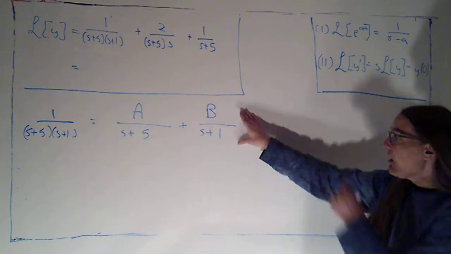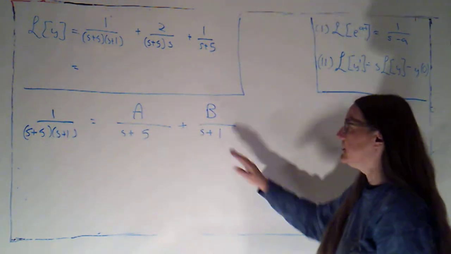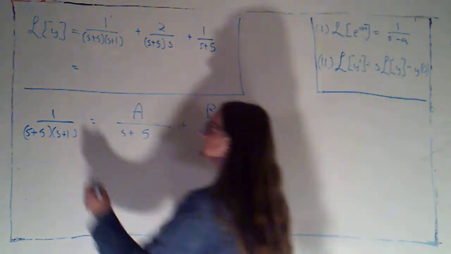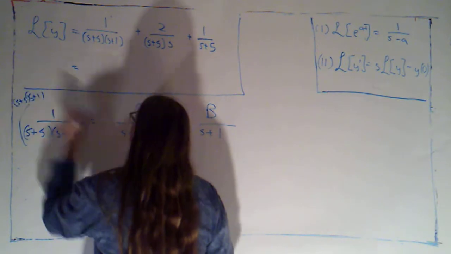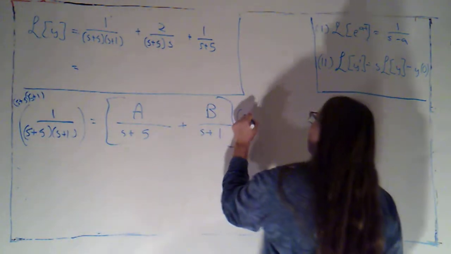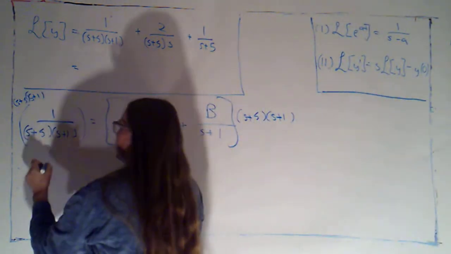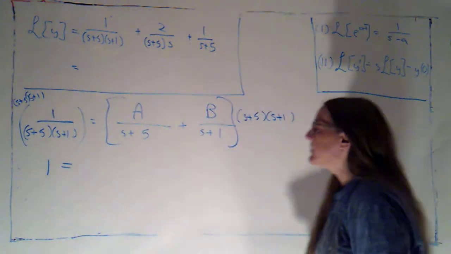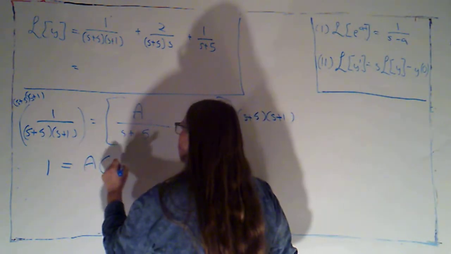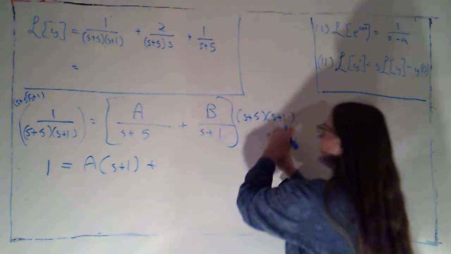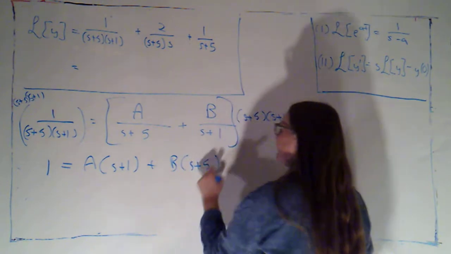Okay. To solve for A and B, I'm going to multiply through by this least common denominator to clear all the denominators. So I'm multiplying this by (s plus 5) times (s plus 1), and I'm multiplying this by (s plus 5) times (s plus 1). Now when I do that, that just cancels the denominator here, so I just get 1. When I distribute that to this piece, the s plus 5 cancels, and I get A times (s plus 1). When I distribute to this piece, the s plus 1 cancels, and I get B times (s plus 5).